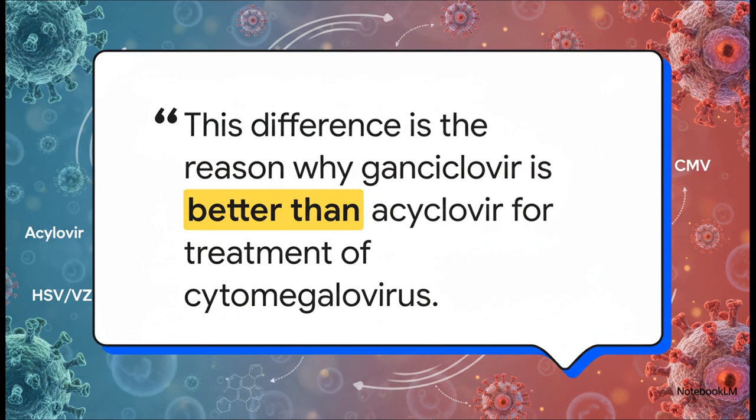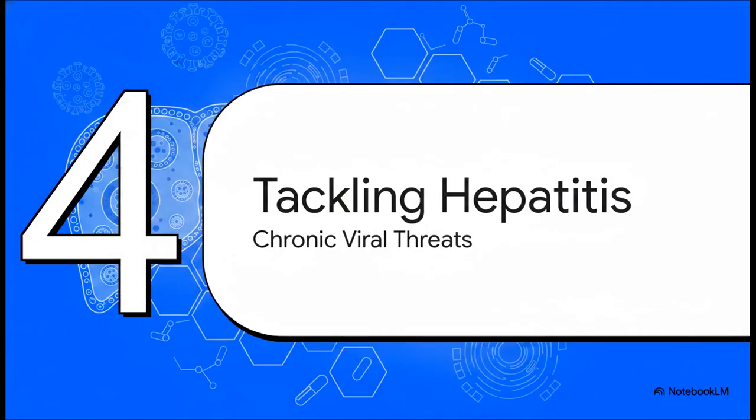Pay attention, because this is a super important point. It's a classic exam question. Acyclovir is your go-to for standard herpes simplex and for VZV, shingles. But when you're fighting cytomegalovirus or CMV, acyclovir just doesn't cut it. You need the bigger gun. Ganciclovir is much more effective against CMV's specific enzymes. So for CMV, you think ganciclovir or valganciclovir.